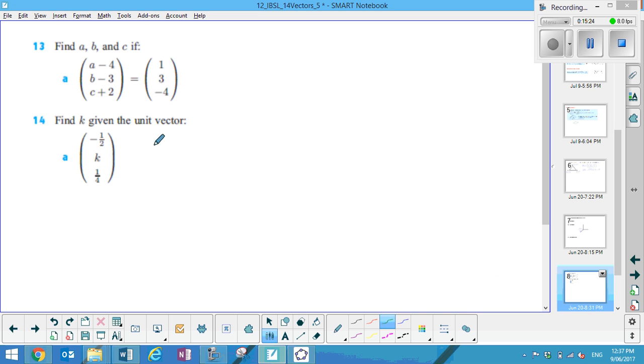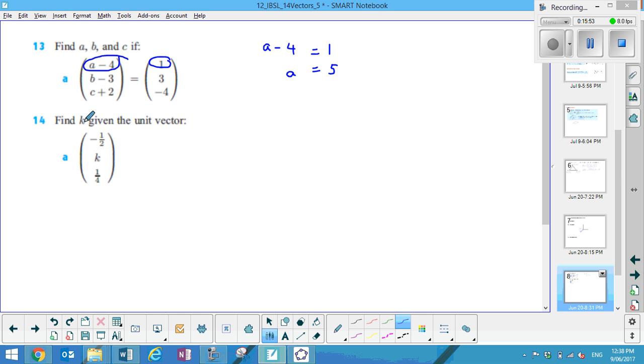The last one here is, if we know that we have this equation with vectors, that a minus 4 is equal to that, then it makes sense that if that vector is the same as the other one, then they must be equal. So we can go a minus 4 is equal to 1, which means a must equal 5. So you can go through and solve for A, B, C.